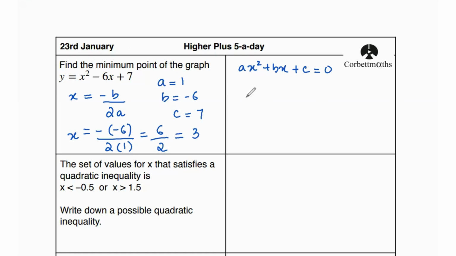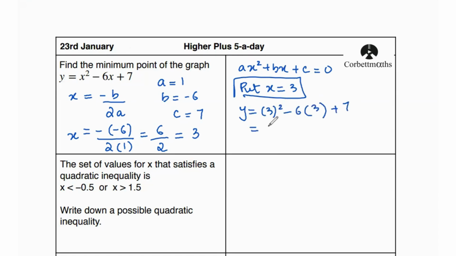Now to find the y value, we will put x equals 3 in the equation because we want the corresponding y value. So y equals 3 squared minus 6 times 3 plus 7. That's 9 minus 18 plus 7, and that is negative 2. So our coordinate for the minimum point is 3 and negative 2. Simple and quick solution.